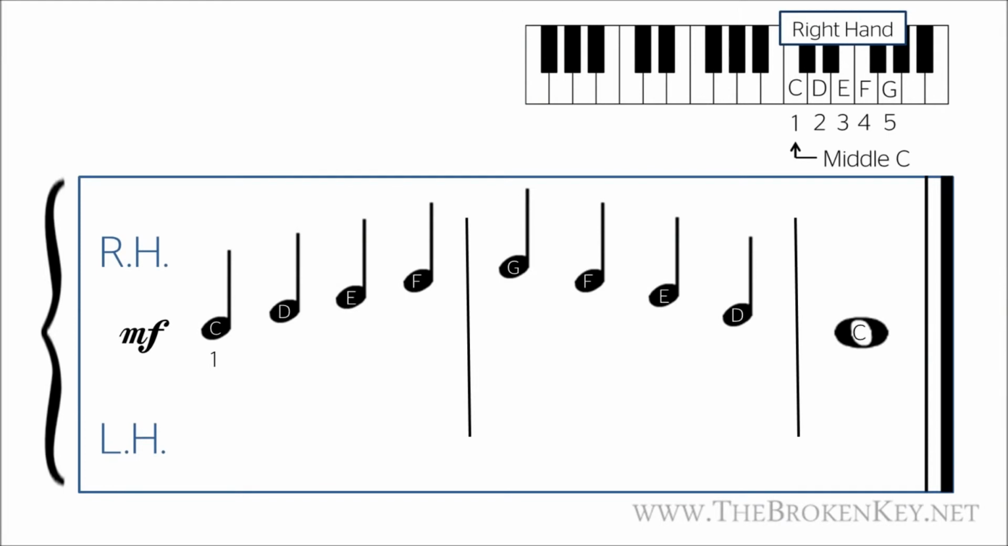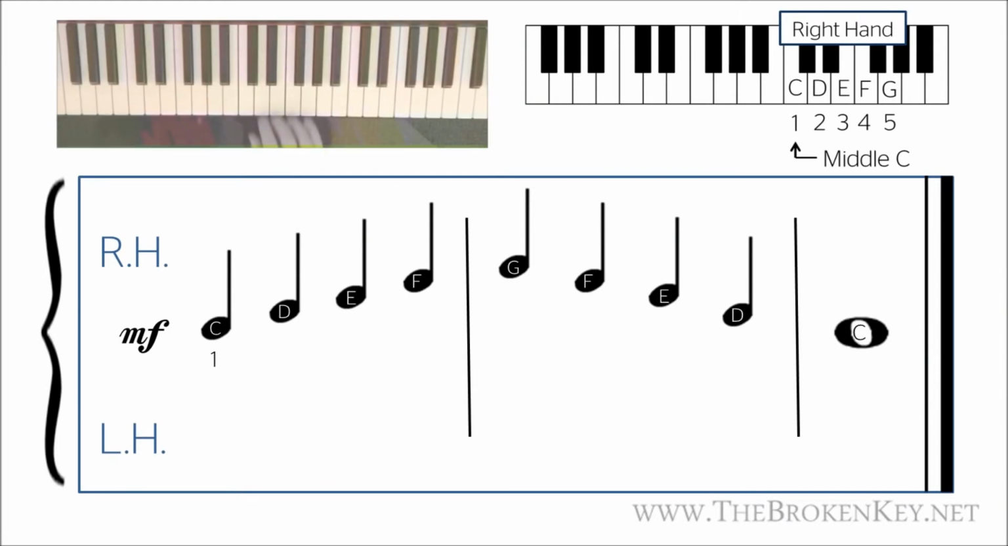Here's a simple exercise with the right hand only. 1, 2, 3, 4. 1, 2, 3, 4.